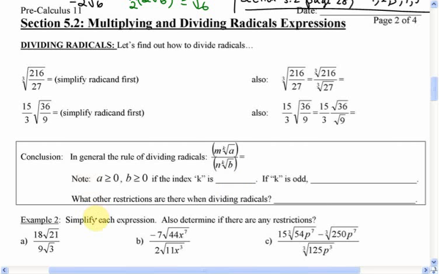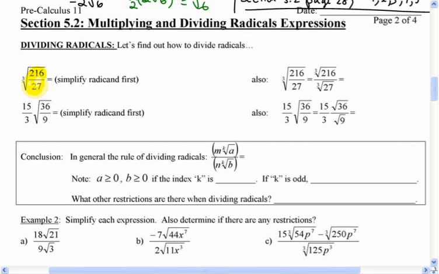So let's take a look at this. I'm going to show you how you can figure out how to divide radicals, and I want to show you a quick example first of how we can split up a fraction into two separate radicals. But in this case, I'd like you to simplify the radicand first, meaning can you actually go ahead and do this calculation? What's 216 divided by 27? Can someone do that in the calculator for me right now? 216 divided by 27.